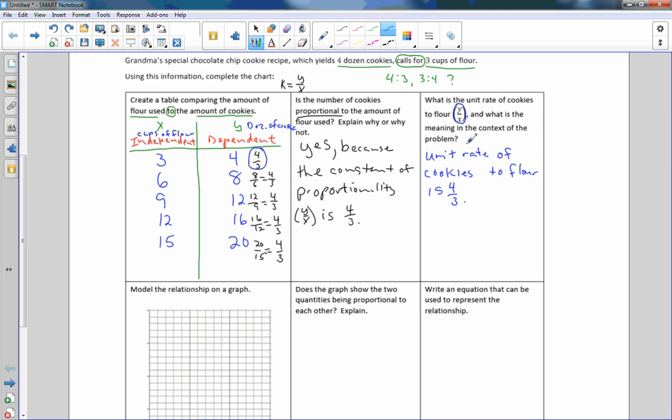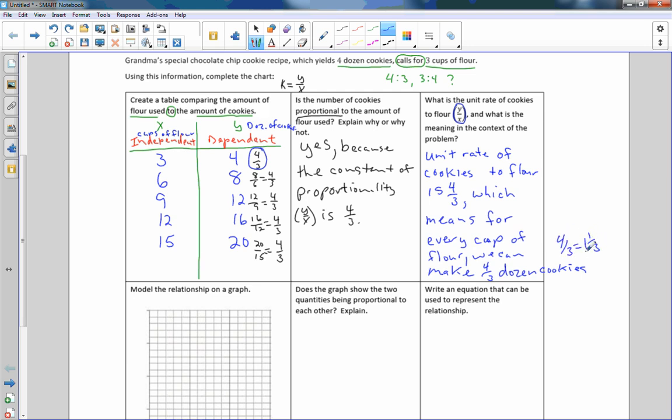And what is the meaning in the context of this problem? Which means, I'll do comma, which means for every cup of flour, we can make 4/3 dozen cookies. Okay, or 1 1/3. So 4/3 equals 1 1/3.